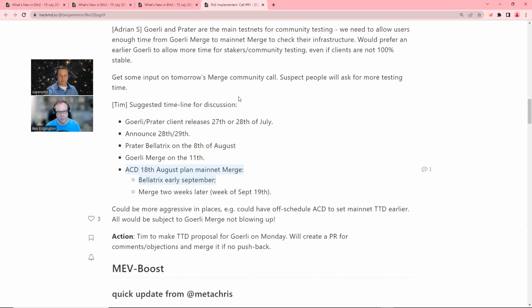And then about a week later, around the 10th or 11th, we expect the TTD to be reached, targeting between 9th and 11th of August. So that's the Gurley network. And that's a sort of balance between client teams being ready. I think all the consensus teams feel very ready, but on the execution side, Nethermind, we're kind of asking for a little bit longer on the call and so on.